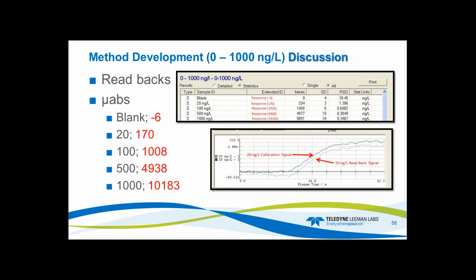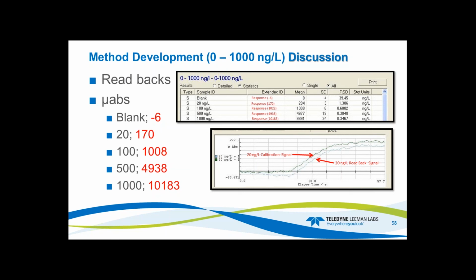The 20 would come in a little bit better. So for discussion, the readbacks, the absorbance units, are very comparable to the calibration. The blank was a -6 and the calibration was a 9. The 20 calibration was 204 units. The readback was 170, but again, that's because it followed the high standard. So we have a little bit of negative value here. Here's the 20 from the readback and the 20 from the calibration. The signals are the same shape, so that's very similar. The 100 is 108 calibration. The readback was 102, and the calibration was 108. I have a typo there, sorry.